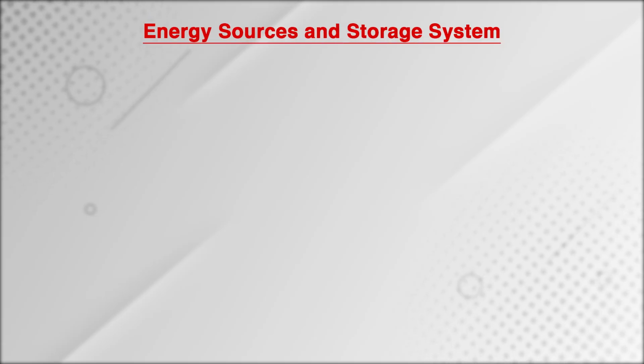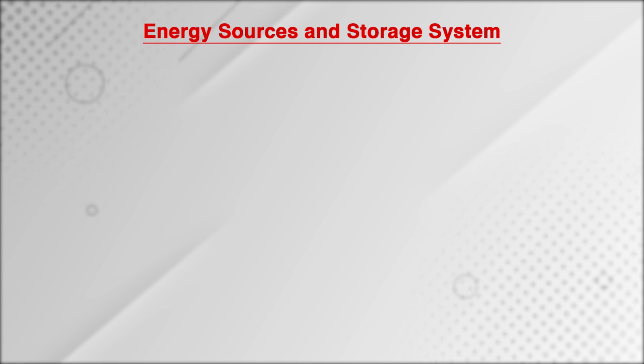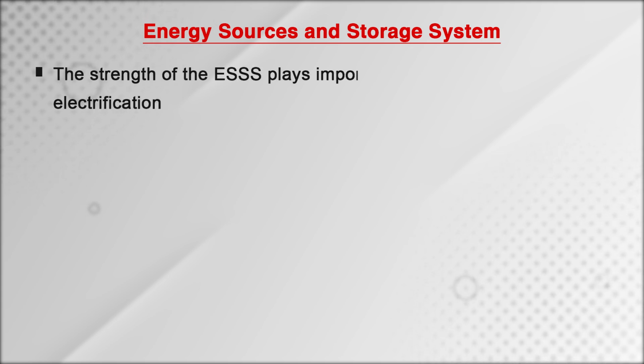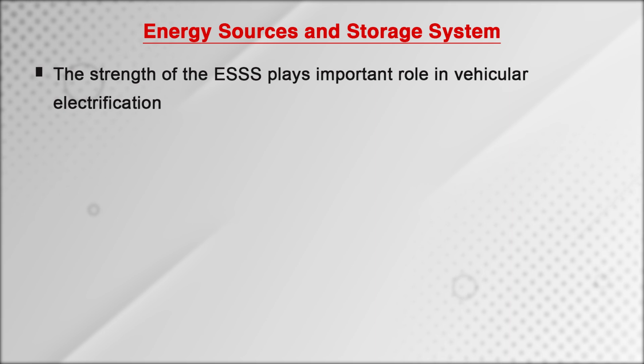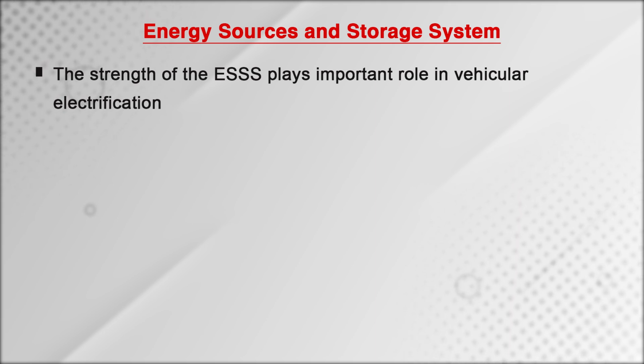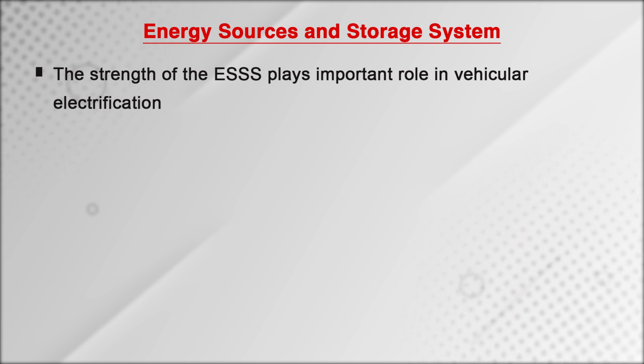Now, let us discuss the different constituent of electric propulsion system to enhance our appreciation for this component. So, the first component that we will discuss is the onboard energy source and storage system. The strength of the electrical energy source and the storage system plays important role in vehicular electrification.